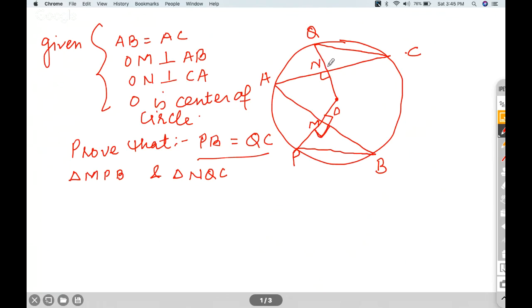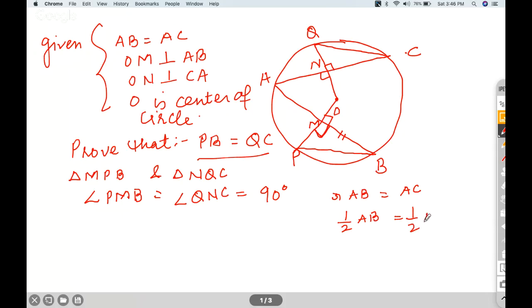So you look at here, I will first take angle only. Angle PMB is equal to angle QNC, that is equal to 90 degrees. Now what about sides? I will take these two sides, MB. So I am saying that AB is equal to AC. So half of AB will also be equal to half of AC. And you see here, half of AB would be MB, and here half of AC would be NC. So the same I am writing here, MB is equal to NC.